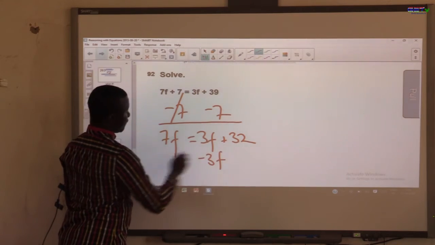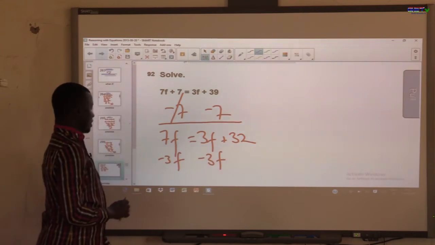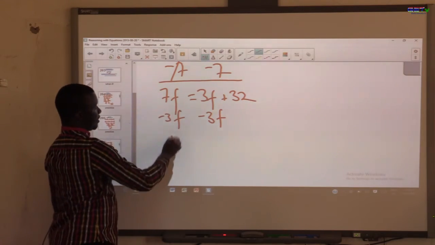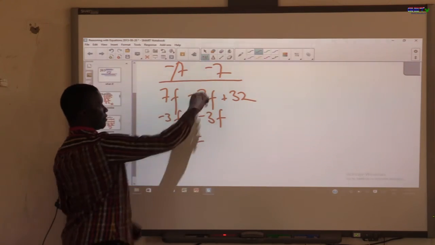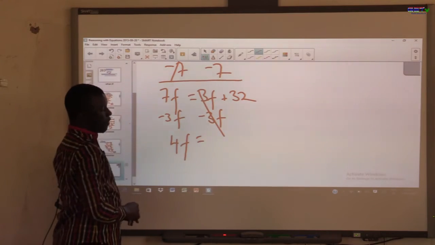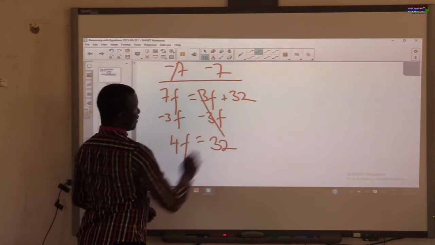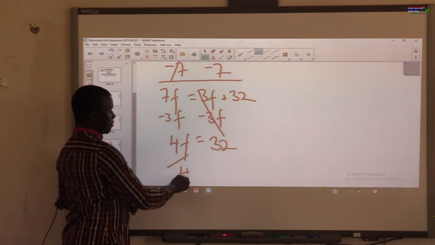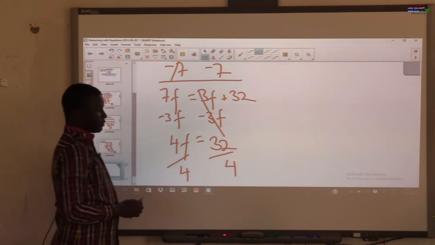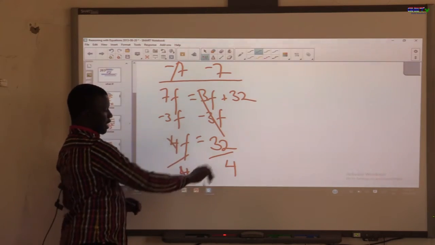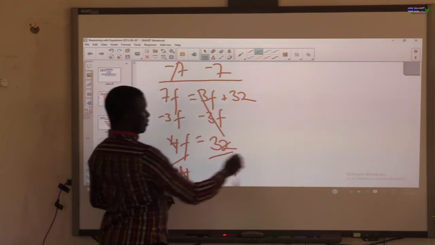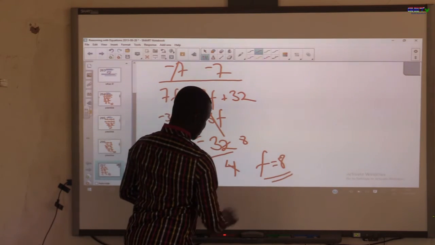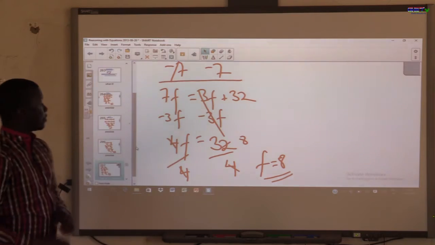We undo our 3f by subtracting 3f from both sides. 7f minus 3f is 4f. 3f minus 3f is 0. So therefore we have 4f equals 32. We undo the multiplication by dividing both sides by 4. 4 cancels out. 4 goes into 32 8 times. So we have f equals 8.